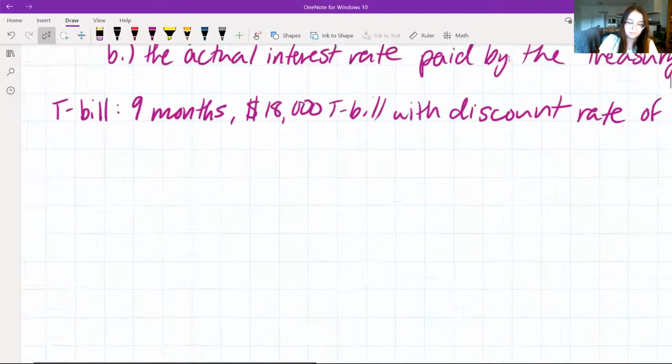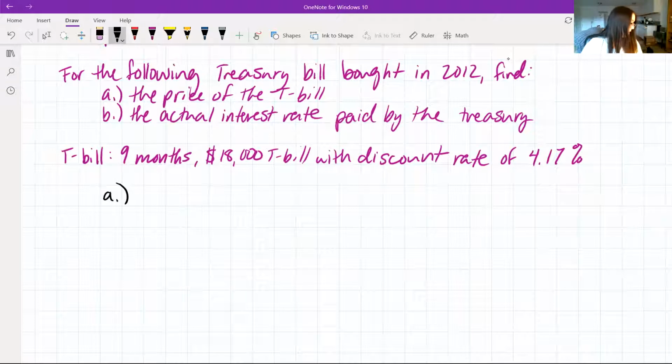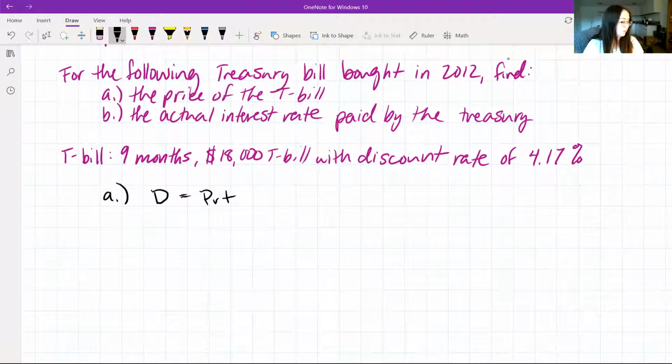So we can zoom in a little bit here, and let's go with part A. We see that our discount is equal to our principal times our rate times our time. So we can say D for discount is equal to principal times rate times time. Then we're going to solve for our discount, take our face value and subtract our discount, and that would be the price of the T-bill. So let's solve for our discount.